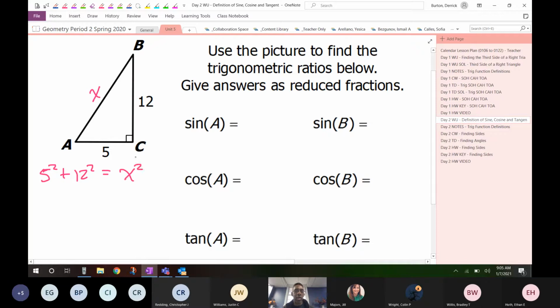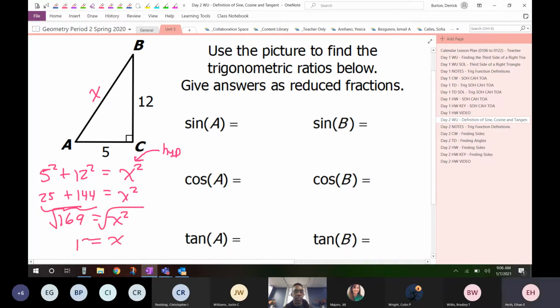So that's when we are going to say 5 squared plus 12 squared is equal to x squared. Making sure that the term that's over here by itself is always the hypotenuse. This always has to be the hypotenuse, which it is. So that's going to give us 25 plus 144 is equal to x squared. That makes 169, which equals x squared. And if you take the square root of both sides, you get x equals 13. So that tells us that the missing side is 13.